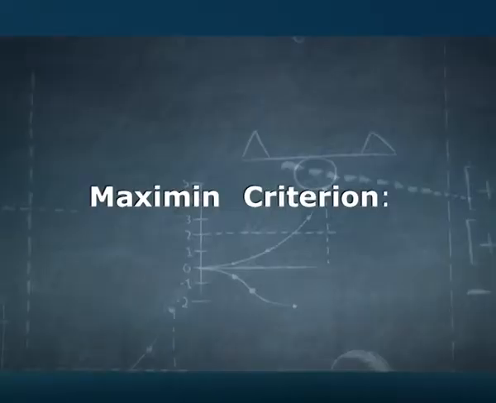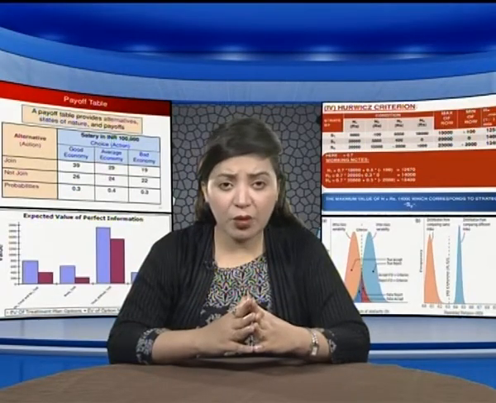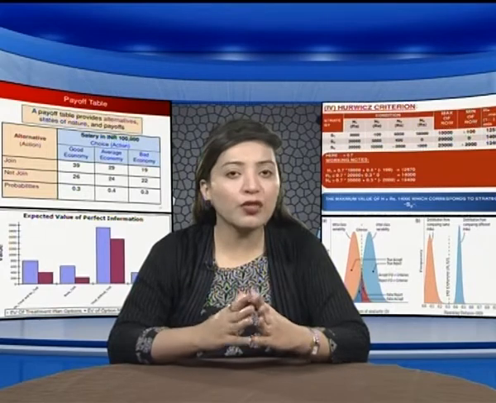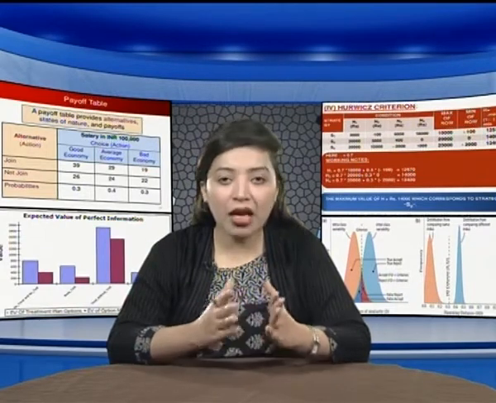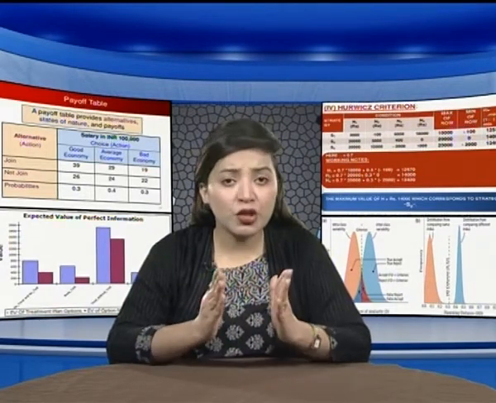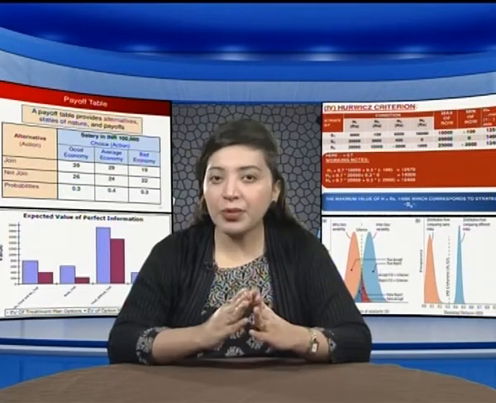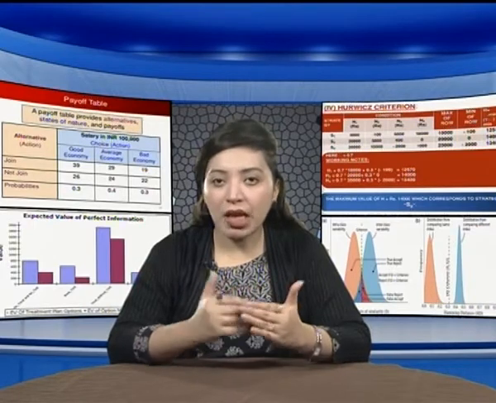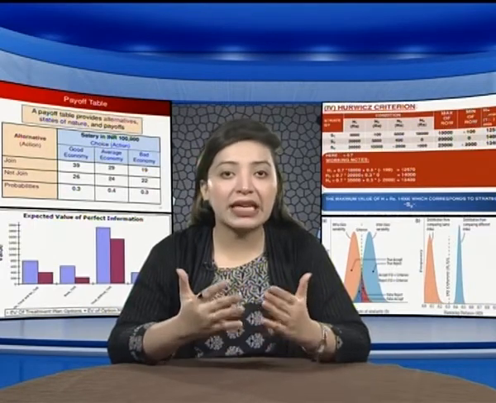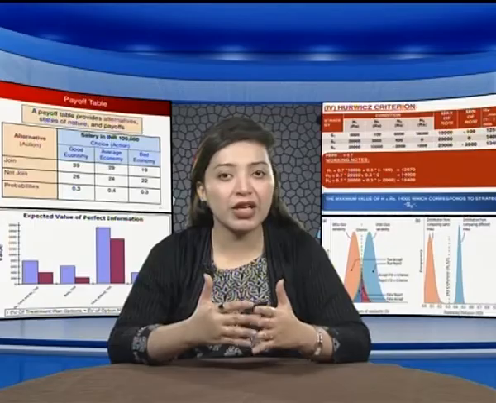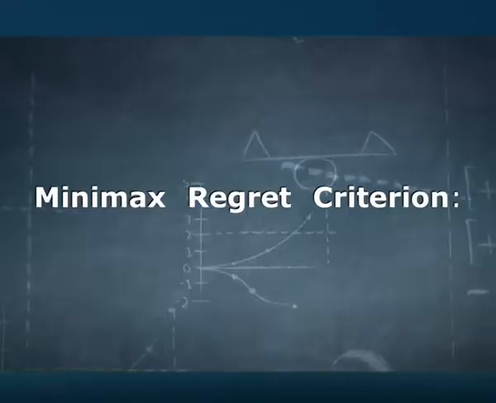Maximin criteria. To find the optimal act using the Maximin criteria, we determine the minimum payoff associated with each act and choose the act that corresponds to the maximum of these minimum payoffs. The Maximin criteria is pessimistic because it is based on the assumption that the least favorable state of nature will occur. The other one is Minimax regret criteria.